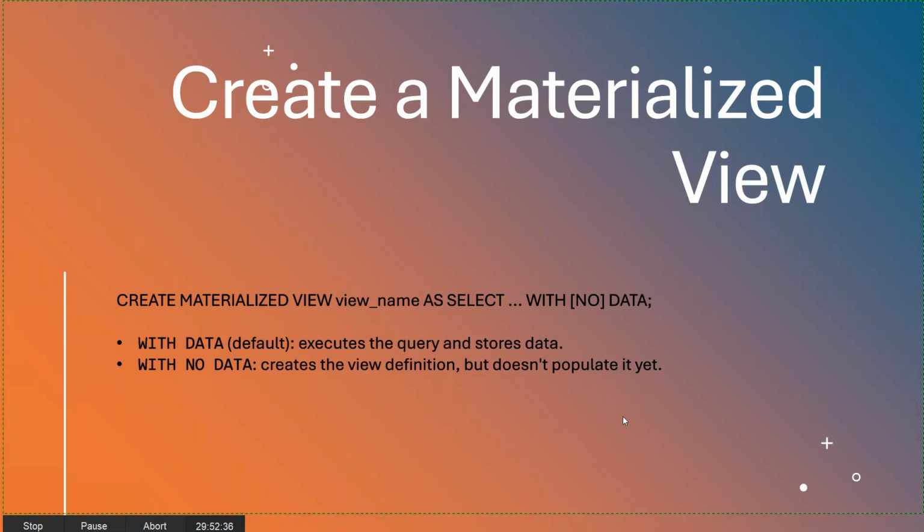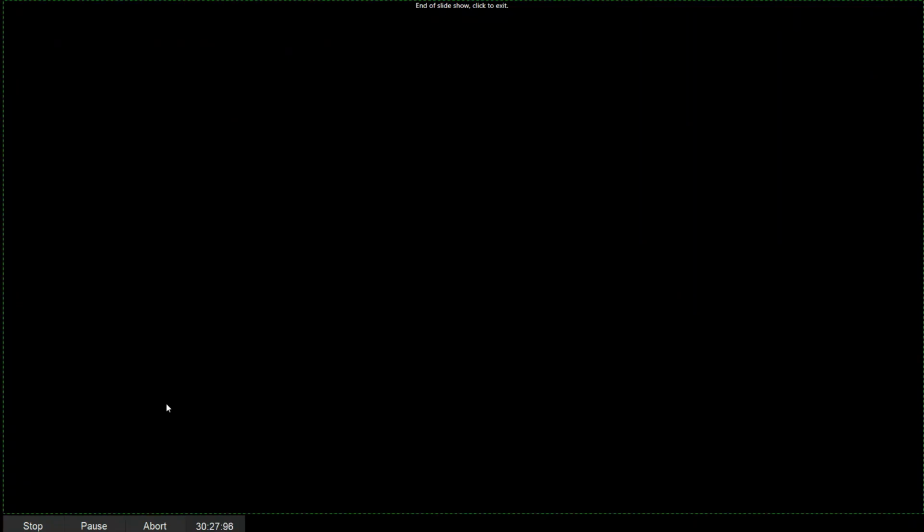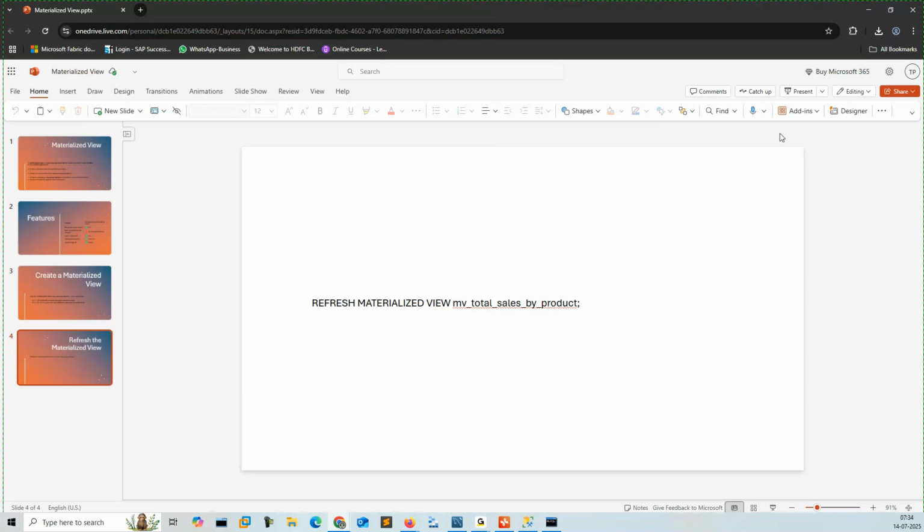Creating a materialized view: we can create it with data or without data, that is, only the schema if required. The same principle applies as in table creation. Then refreshing a materialized view. This refresh is required because the changes we make to our materialized view are not impacted into the underlying tables. So that is the reason. Here is the command for refreshing your materialized view. So this is all about materialized views.